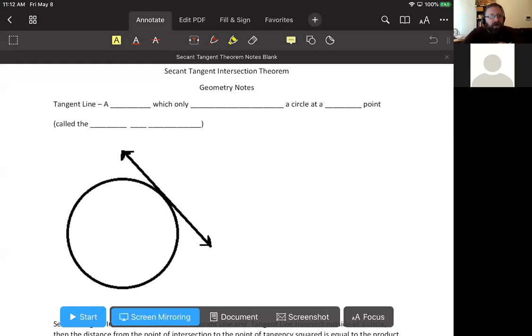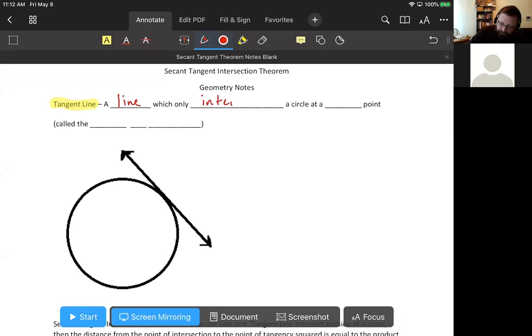Today we are talking about tangent lines and what kind of effect those have when paired with secant lines in a circle. So we'll start off by defining what is a tangent line. A tangent line is a line which only intersects a circle at a single point. That point is known as the point of tangency.